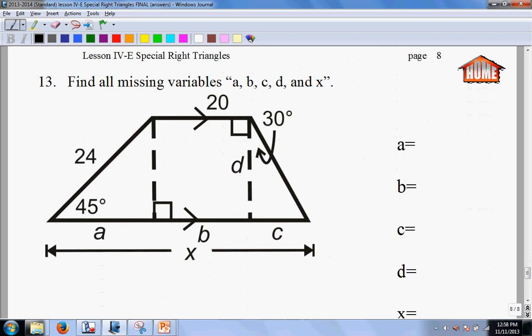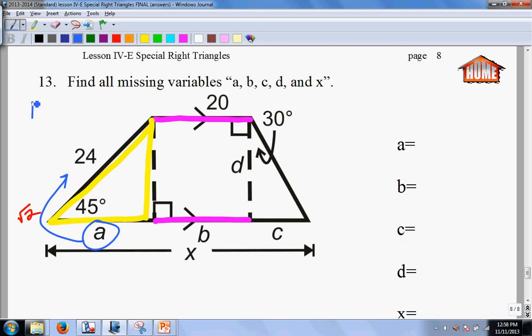Coming to this one, we're going to find all missing variables, A, B, C, D, and then X. You want to start with what's simple here. This is ultimately a trapezoid, but because you have right angles here, the simplest thing we can find is that this is 20, that's 20. Now let's start by working over here on the left. We see that we have a 45, 45, 90 triangle. And we know in a 45, 45, 90 triangle, to get from the leg to the hypo, you times by root 2.